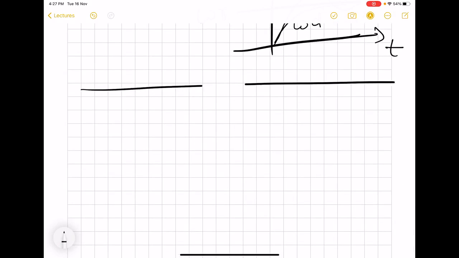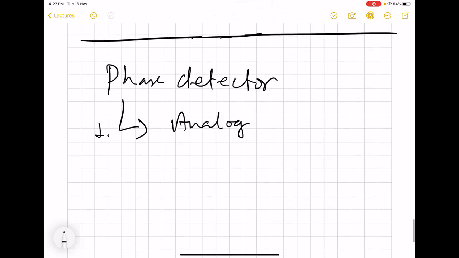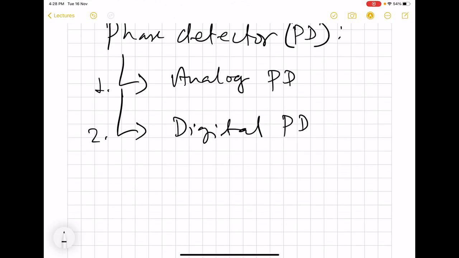So this phase detector, this is broadly classified into two classes. First is analog, second is digital. So first we will see how these analog phase detectors can be created.